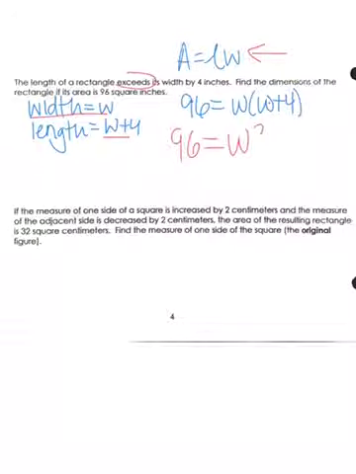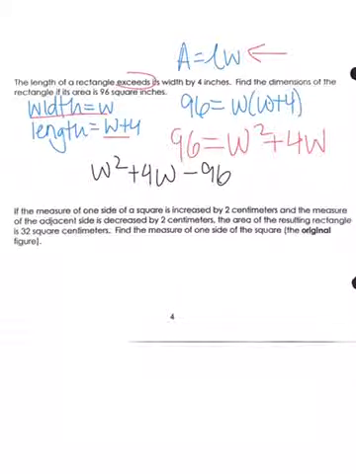So we end up with W squared plus 4W, and now you've got to get your equation in standard form. This looks like W squared plus 4W minus 96 is equal to 0, and we can go through and solve. You'll need factors of 96 that add up to 4. I found all of my factors of 96, and I found that 12 times 8 multiplies to 96 and adds up to 4.